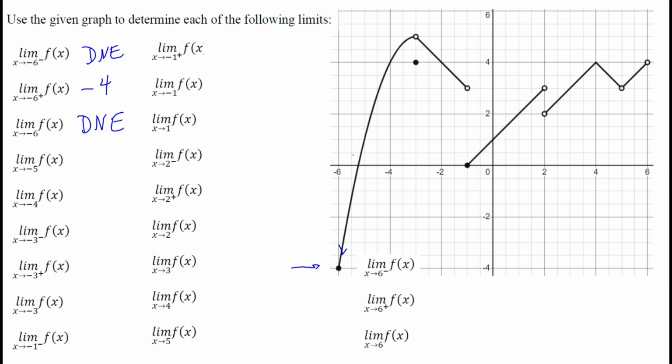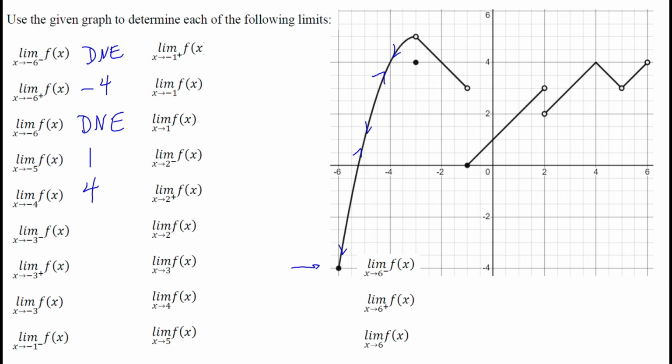As we go towards -5, we're going towards this y value of 1. So that one will be 1. As we go towards -4, the two-sided limit, right? Well, towards -4 here, we're going towards 4 from both sides for the y value. So that one will be 4.